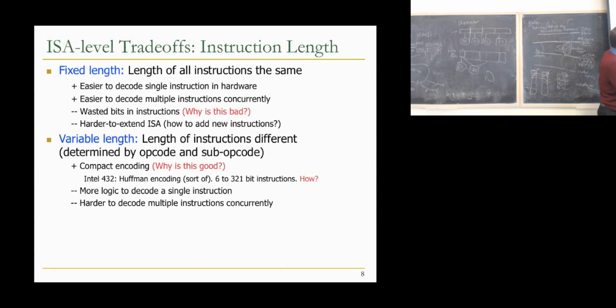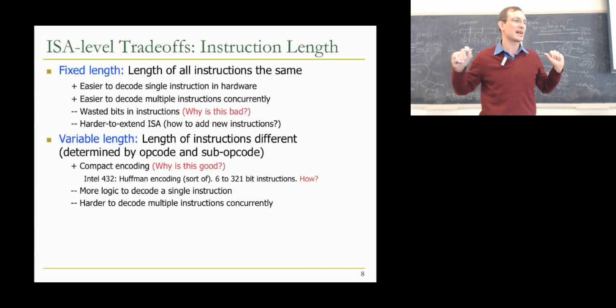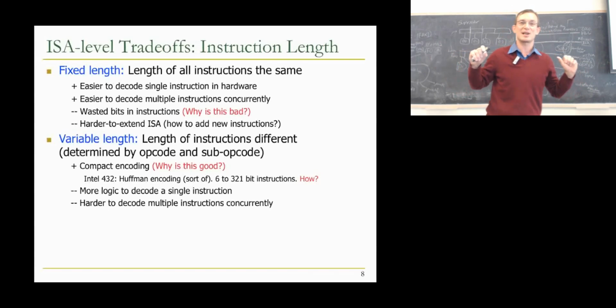So you could go to the extremes. Intel x86 actually has variable length instructions, and we'll see that. But Intel 432 had Huffman encoding of instructions. Do you guys know Huffman? You do? Okay, I'll let you study that. But basically, an instruction could be 6 bits, or an instruction could be 321 bits. And the idea was to minimize the expected size of the instruction. That's how they encoded the instructions.